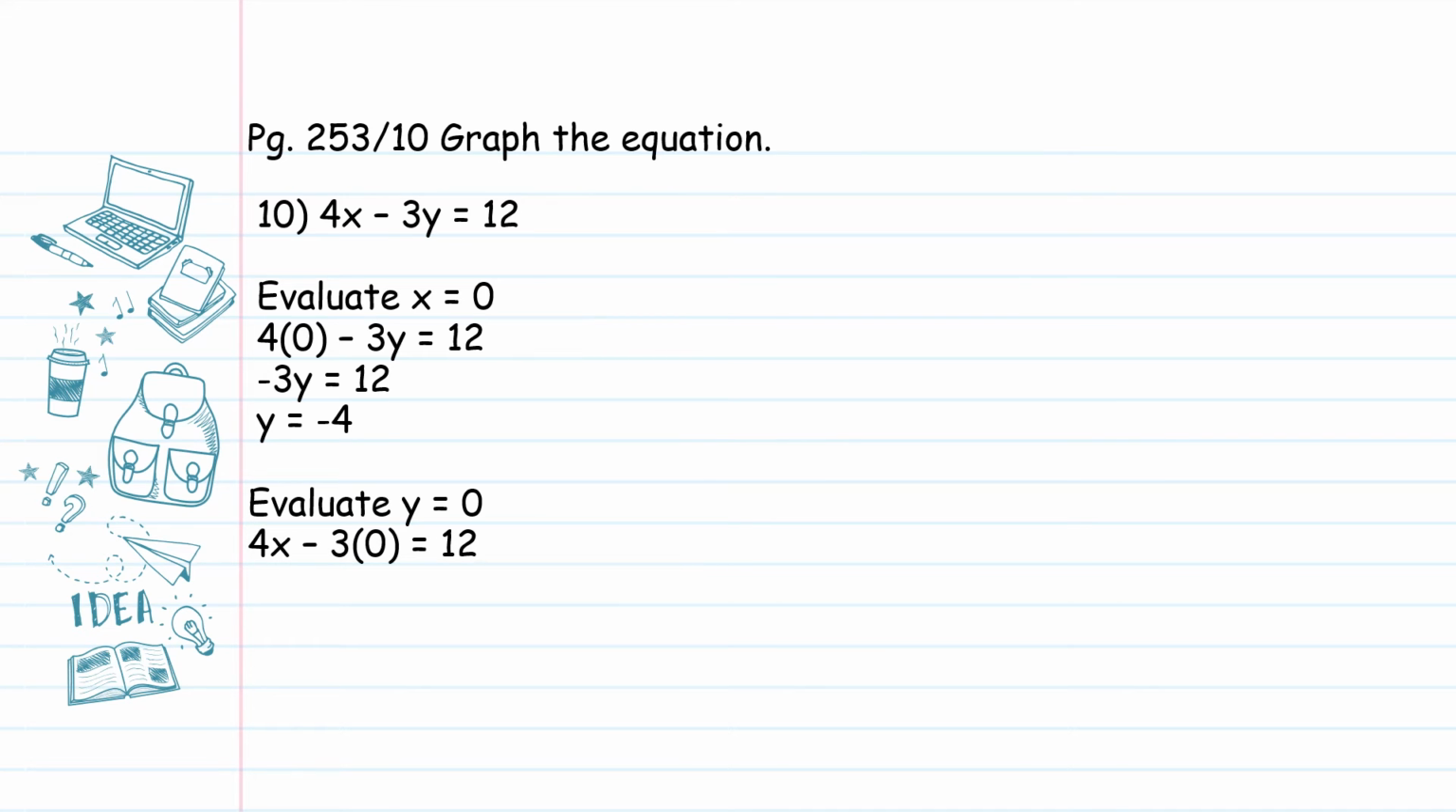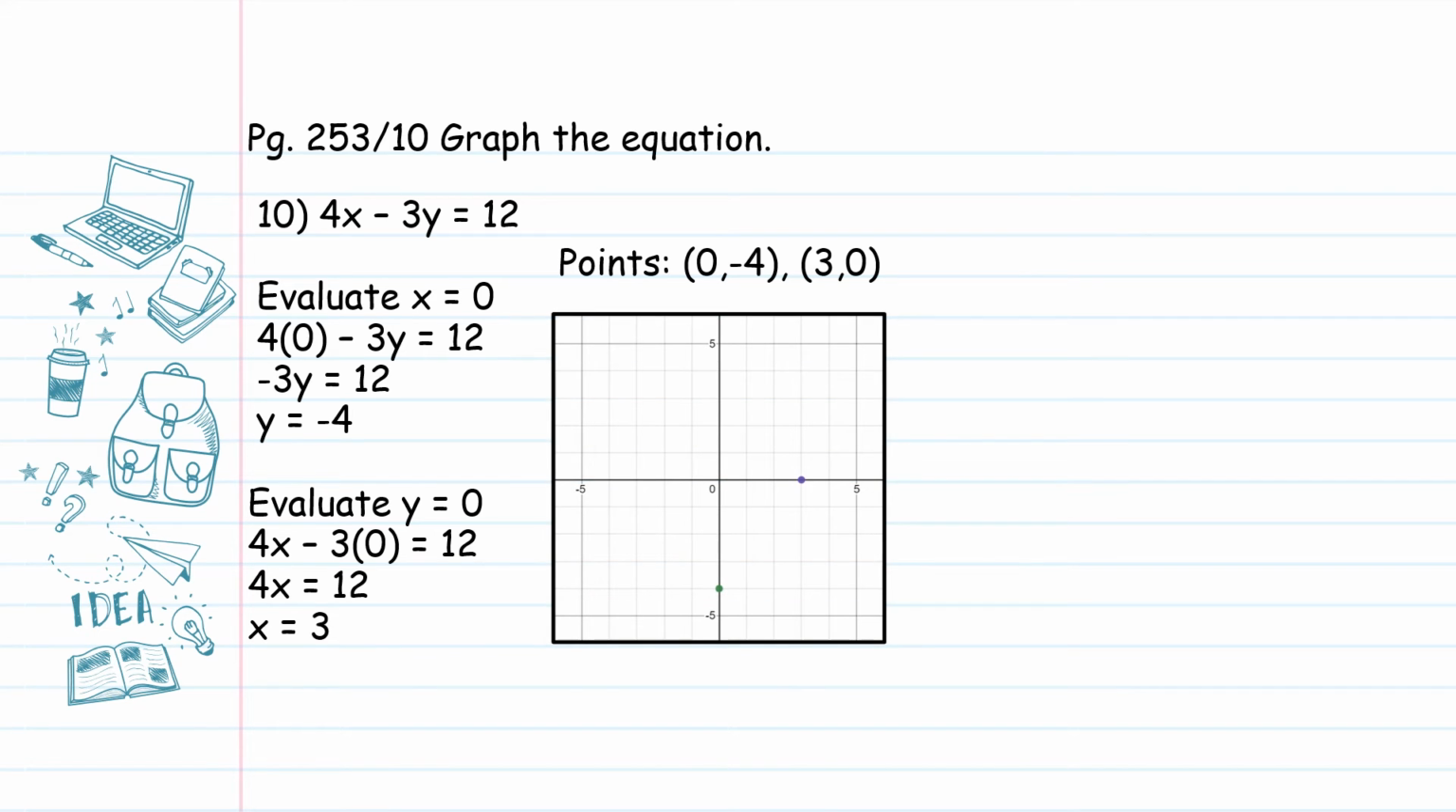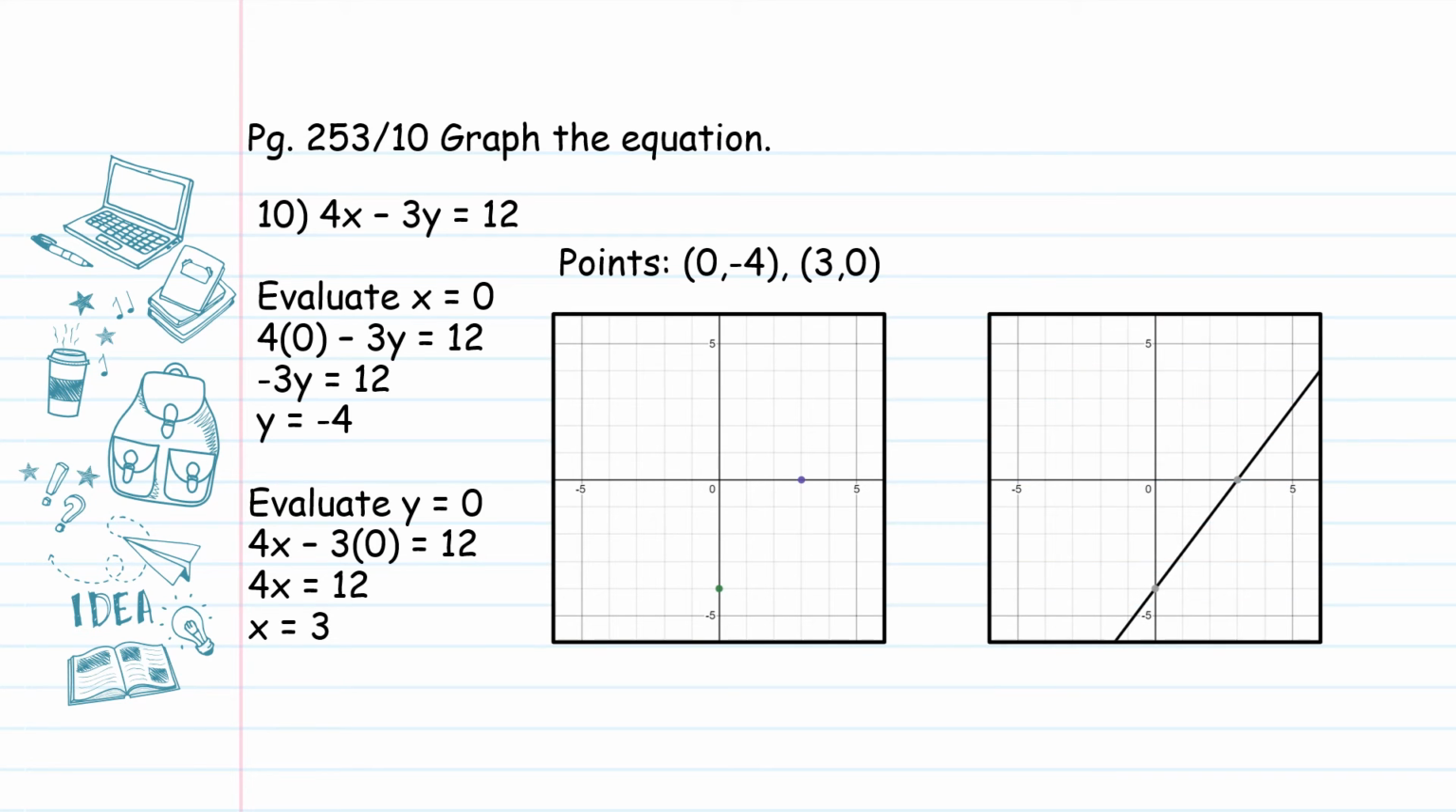So we're going to plug in 0 for y, so we get 4x minus 3 times 0 is equal to 12. And then we're going to get the equation 4x is equal to 12. We divide both sides by 4, and we get x is equal to 3. So the points that we got from that are 0, -4, which is our y-intercept, and 3, 0, which is our x-intercept. We can then graph both of these points. Now we just need to connect our dots to get our final equation.